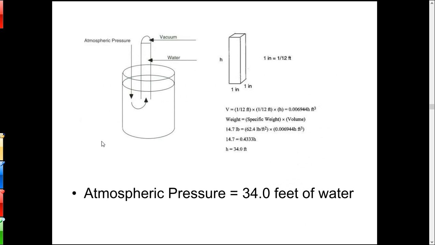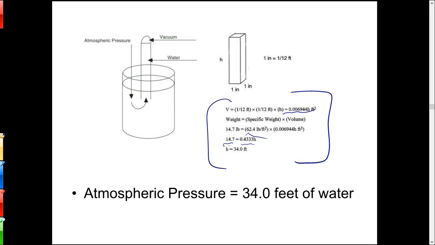All right, now I've got the calculation here. It's in your book. The volume would be an inch by an inch, which is 1/12 of a foot by 1/12 of a foot by the unknown height, and when you multiply that out, that's 0.006944 H. That's the volume. The weight would be the specific weight, or the density as we call it, times the volume. The density is 62.4. So when you multiply that through, you get the weight that's being held up, which is 14.7 pounds, is 0.433 H. Solve for H, it's 34 feet. So atmospheric pressure is equal to 34 feet of water.